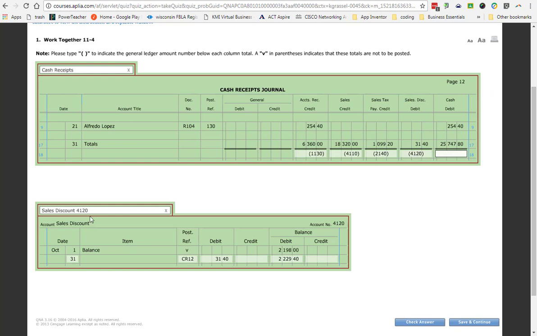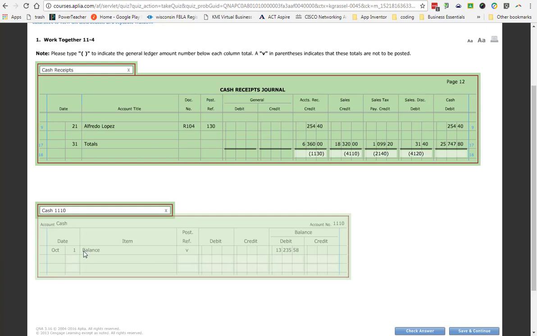The last one we get to do is cash. Cash is an asset account. Assets have a debit normal balance. Add those two together.